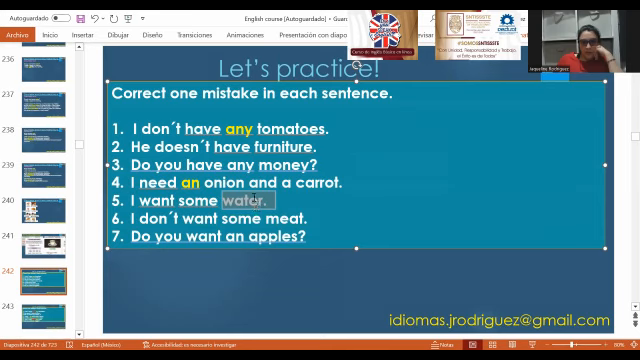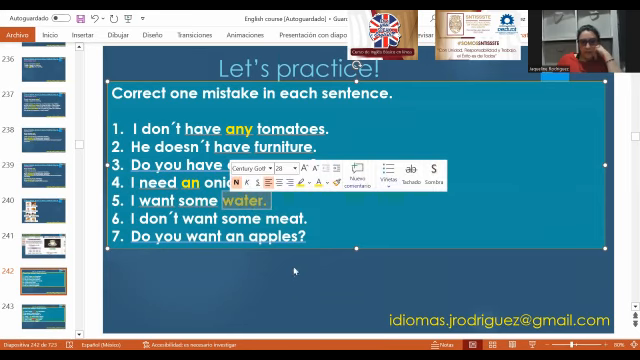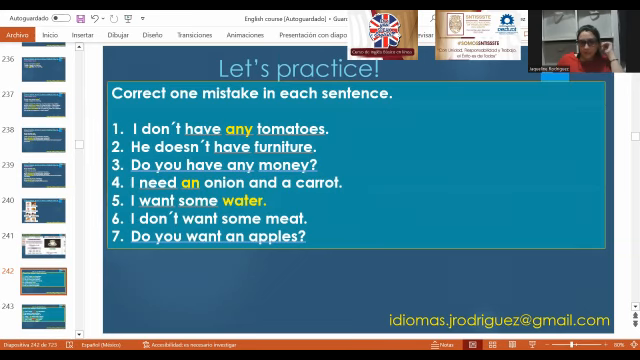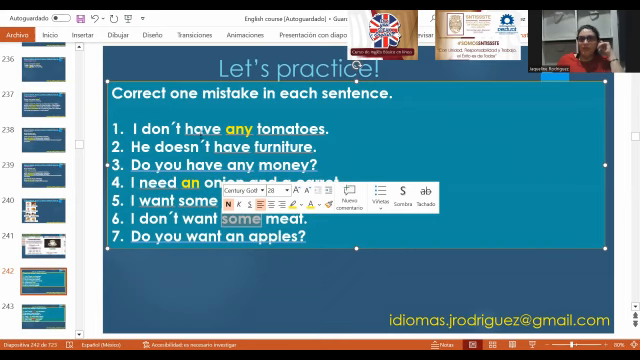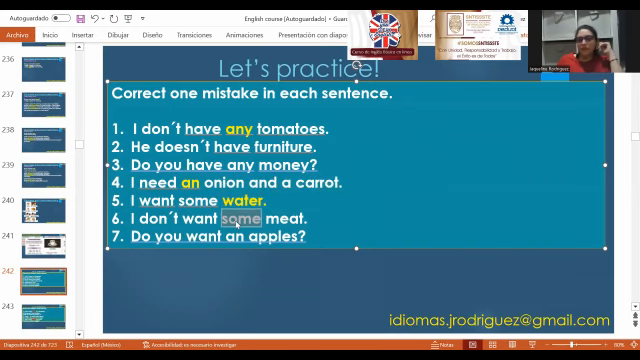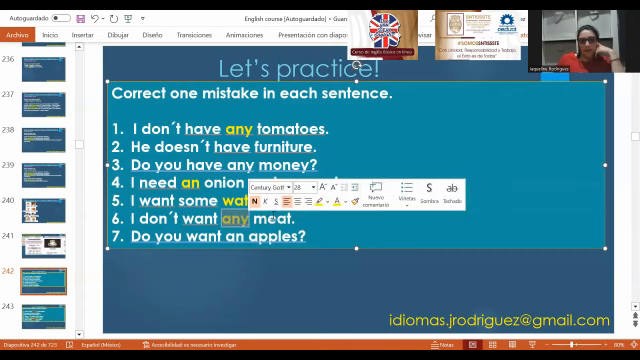Number six. Let me put it in another color. Number six. I don't want some meat. What's the mistake there? Is the same mistake as number one, ¿no? Es el mismo error de la primera. Some only in affirmatives. Acuérdense, solo en afirmativas. Puedo usarlo con countable nouns o con uncountable nouns, pero solo en afirmativas. Para negativas y preguntas, ¿tengo cuál? Any. I don't want any meat. No quiero nada de carne. Any meat.